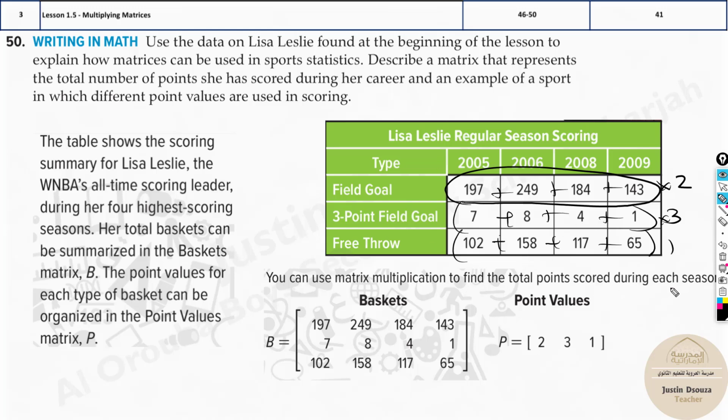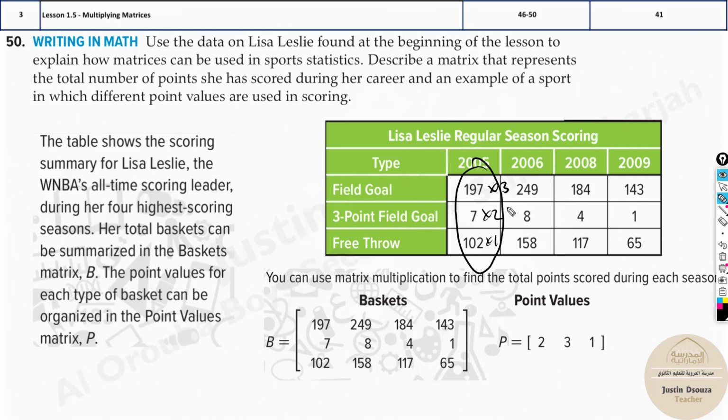I just realized, what did they ask? During each season. If they ask for all the points together, you just do this. But now since they have asked for each season, what you need to do is multiply this by 3, multiply this by 2, multiply this by 1, and add them all up. That is your 2005 season. Same way, multiply this by 2, 3, and 1, and add them up. So this is how we do it for each season. But the simplest way is this multiplied by this, but if you're getting confused, you can even do it in a calculator by adding it up.